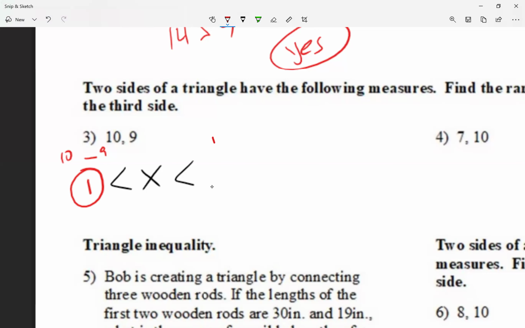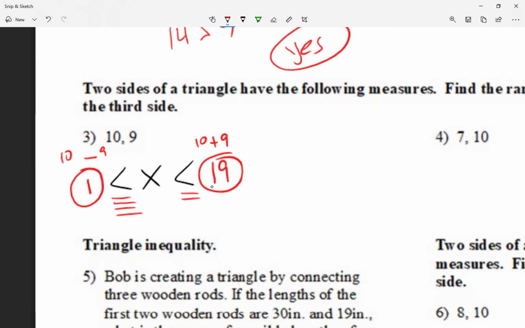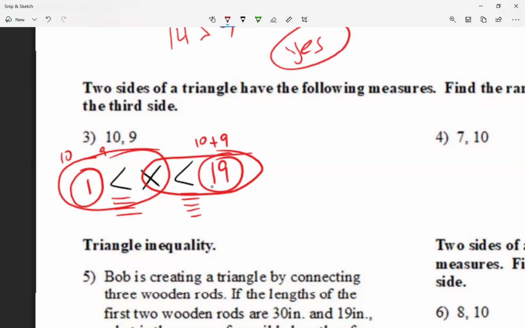Now, what happens when you add? So my value, I'm thinking 10 plus 9, 19. And that's going to be my other value. So my x is in between 1 and 19. Do notice my inequality here. Notice how I'm saying here, 1 is less than x. So obviously I'm going to start with the smaller value. And then here at the end, I see x is less than 19. I'm going to finish with the big value. So be careful on the order you type your numbers in.